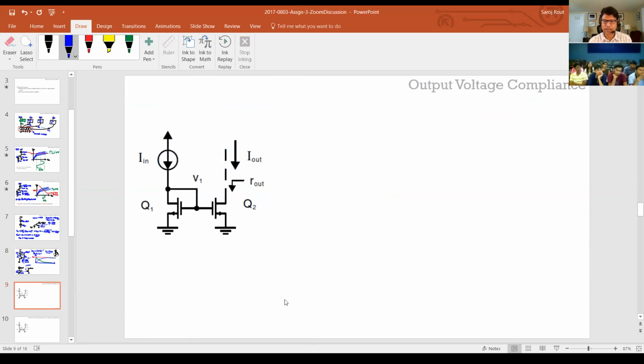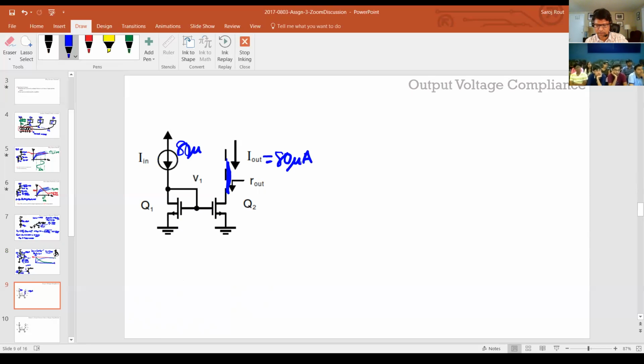Okay, so the output voltage compliance. You took an 80 microamp source here, you plugged it in here, you generated that voltage, and you actually generated I out equal to 80 microamps too.